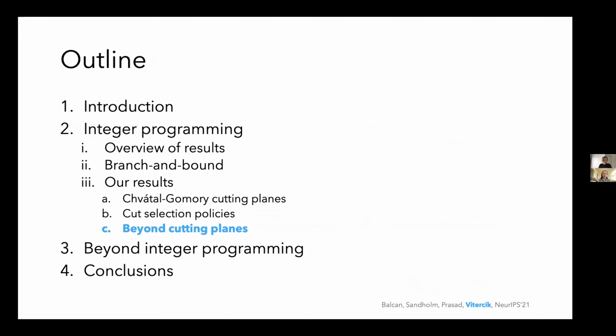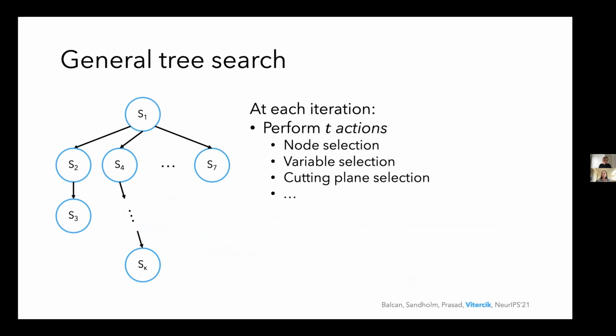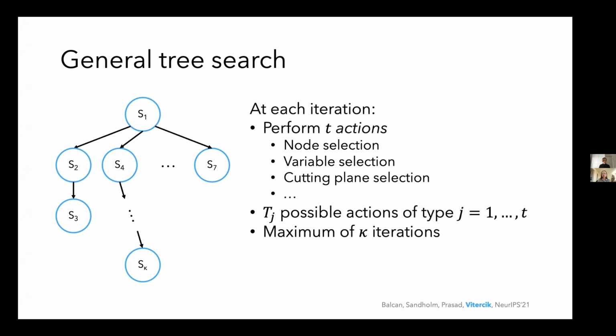So I'll finish up this section by describing how we can even generalize our guarantees beyond cut selection to other aspects of branch and cut. To do so, let me describe this general model of tree search, where at every iteration, we're going to perform some T actions, like node, variable, or cutting plane selection. Let's say that there are TJ possible actions of each type J, like TJ cuts in our cut pool, or TJ variables that we could branch on. And we're going to do this for a maximum of kappa iterations.